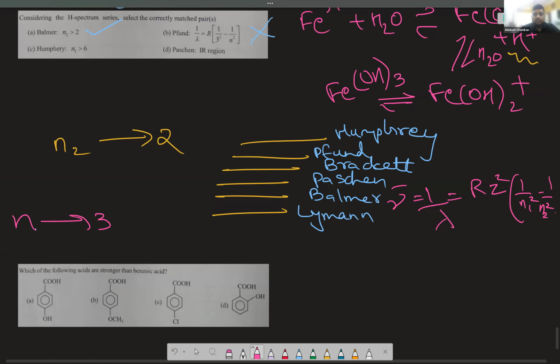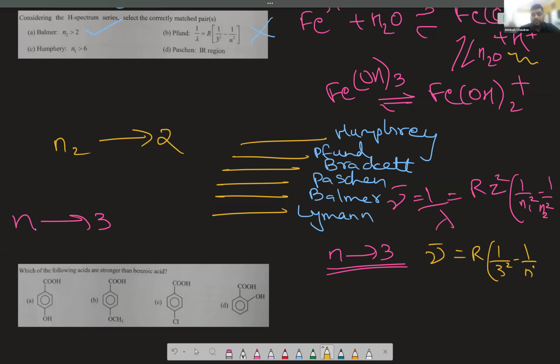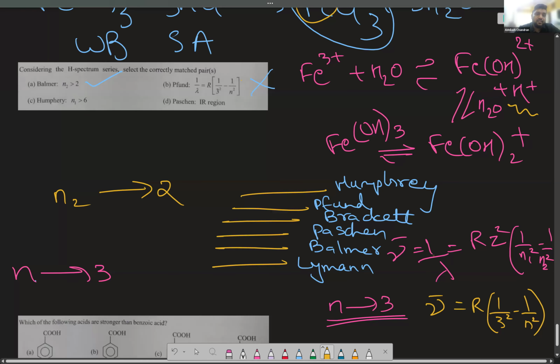So if you are thinking about your Pfund series, then it has to be any transition to 5, right? So not to 3. If you are having some n to 3 transition, then of course the format of wave number would have been R into 1 by 3 square minus 1 by n square, but here they have said it is Pfund series, so obviously this is a wrong statement. Then you have your Humphrey, which is n to 6, which we know is true.